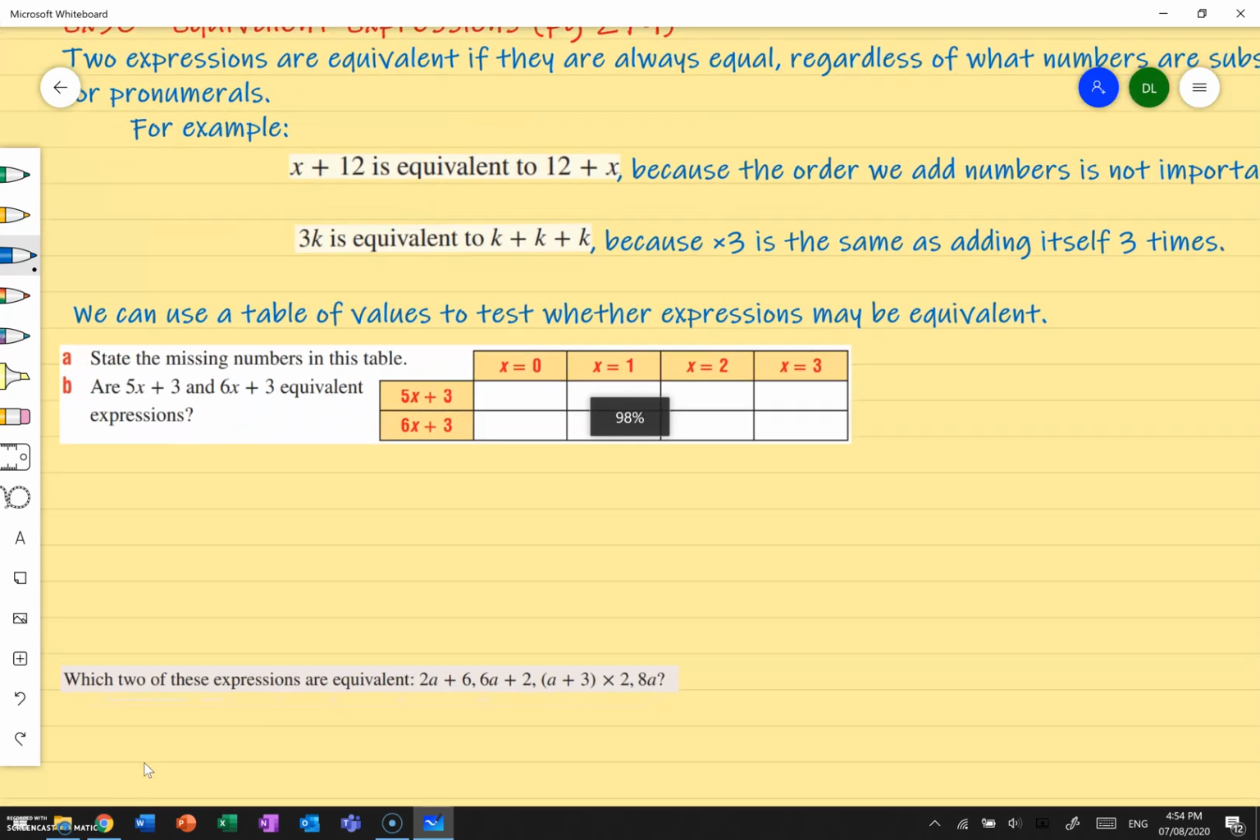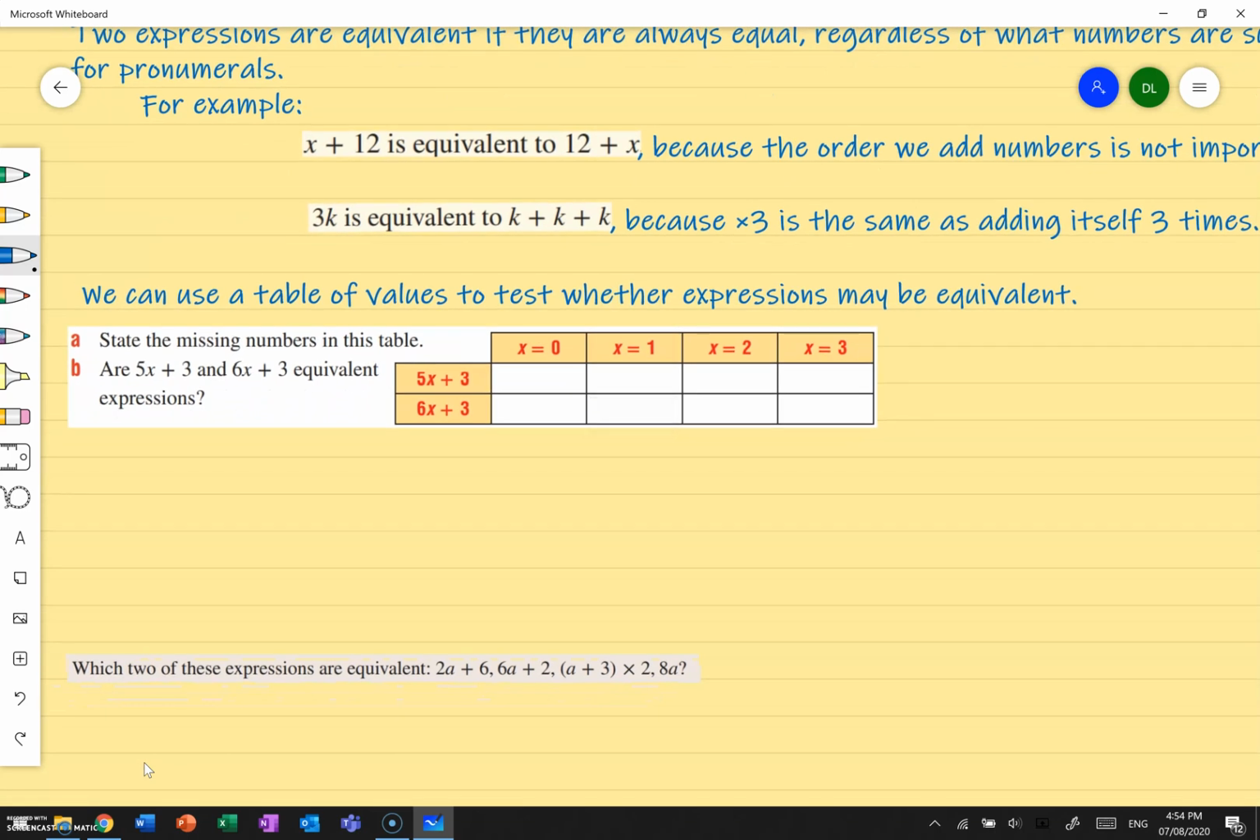So we can actually fill in a table like this to go ahead and find whether these expressions might be the same. So state the missing numbers in this table. We're using the same skills we learned last lesson by substituting values. So if I ignore all of this side and I focus on this box over here, I'm going to say, well, when x equals 0, what is 5x plus 3? Remember that there is a times there that you can't see. It's super small. So 5 times x, in this case, is 0.